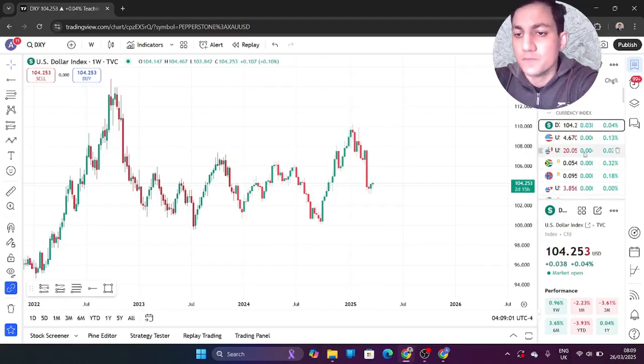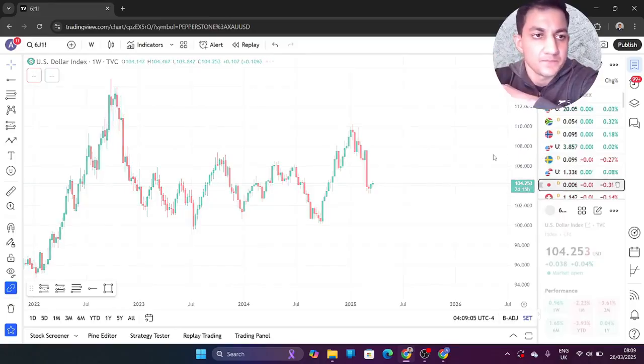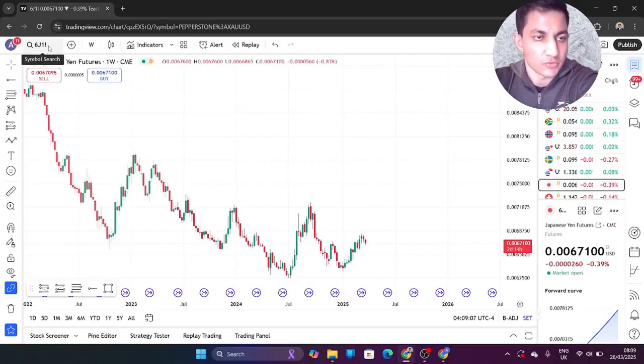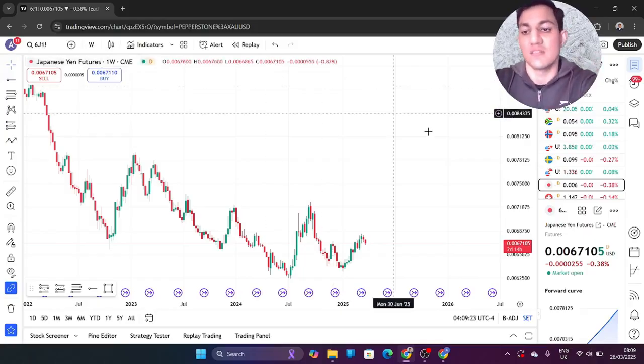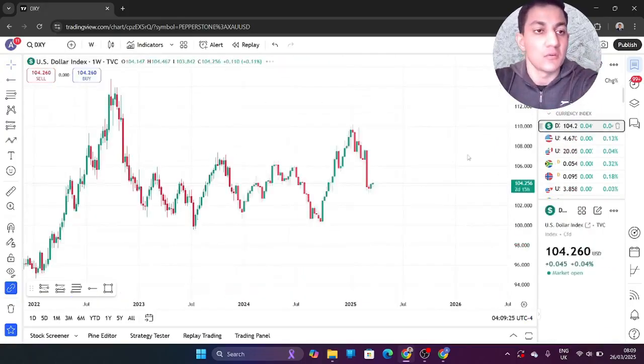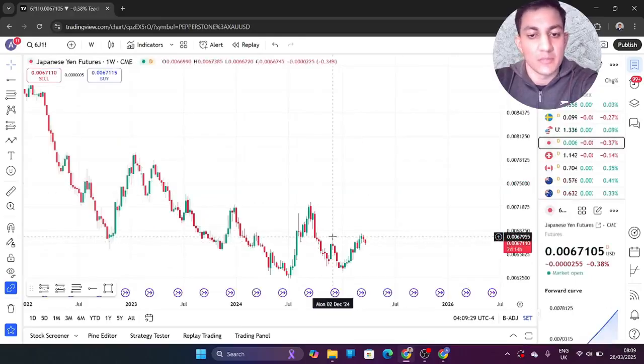If we scroll down, I mean, you don't have to scroll down. If you type in 6J on your charts, if you type in 6J into your TradingView charts, you'll get the Japanese yen futures. That is the exact same thing, but for the dollar, right? So this is all the currencies against the Japanese yen. Essentially, it's how valuable is the Japanese yen, whereas this is how valuable is the dollar. This is the dollar against all the major currencies. This is the yen against all the major currencies.